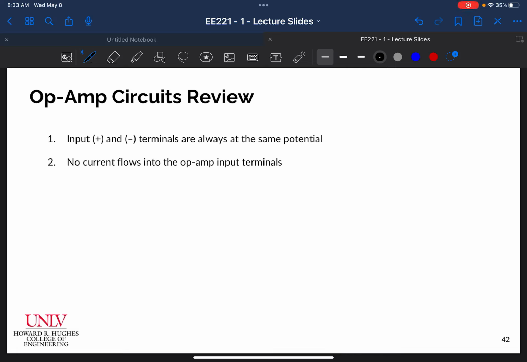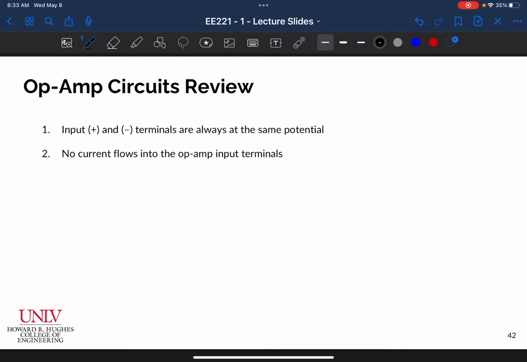All right, so we're going to take a quick second to review op-amp circuits. We know the two golden rules of op-amps from EE220 are these right here. Let me draw a rough sketch of an op-amp circuit. From DC at least, we had our input source here, and then we have our op-amp here. This is an inverting topology. So this would be my circuit.